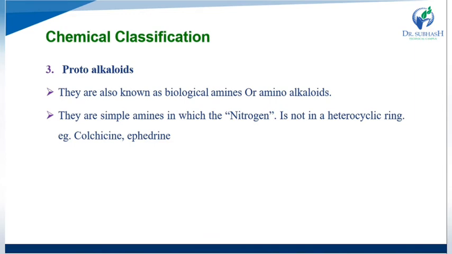Then third class, that is proto-alkaloids. They are also known as biological amines or amino alkaloids. They are simple amines in which the nitrogen is present, but not in a heterocyclic ring. Heterocyclic rings are not present in their structure. So the examples are ephedrine and colchicine. Okay, this is the protoalkaloid.